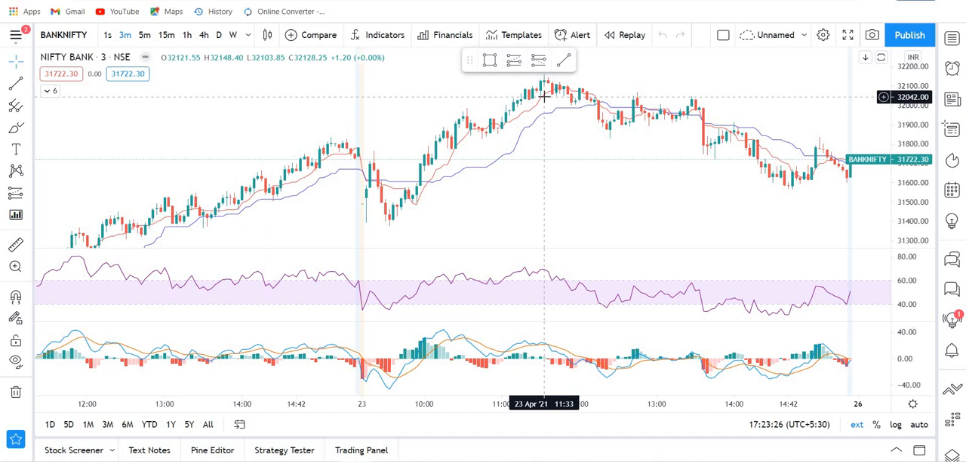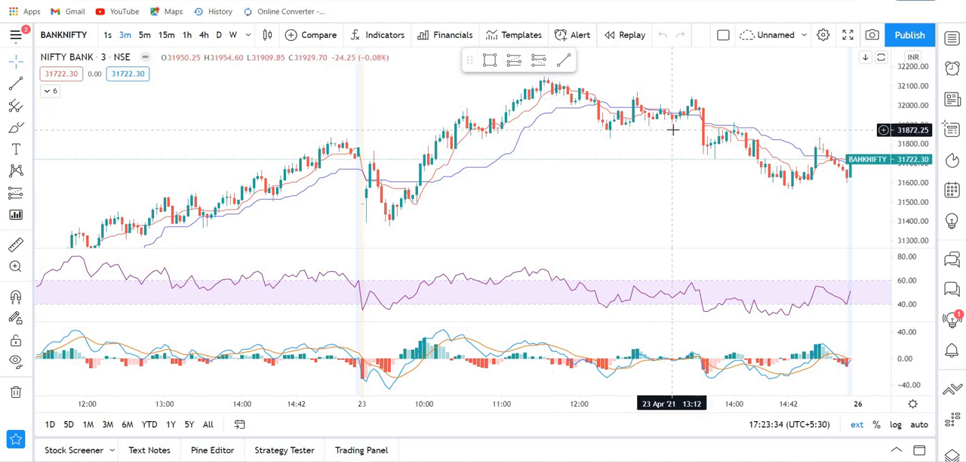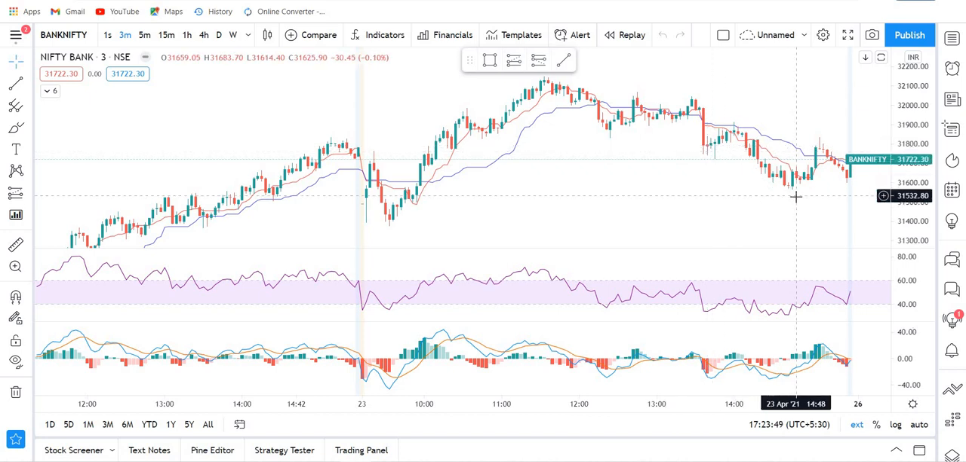So Tenkan must be crossing Kijun from above and going below, and Tenkan is the red one, remember. RSI below the 40 level, and MACD happens to be below the zero line. So I think somewhere here Tenkan is below the Kijun, and we can see RSI is below 40 and MACD is also below the zero line, and we will be taking the trade on this candle itself. So this is opening 31762, and this is the low, I think 31582. So another 200 points gain in the same day.